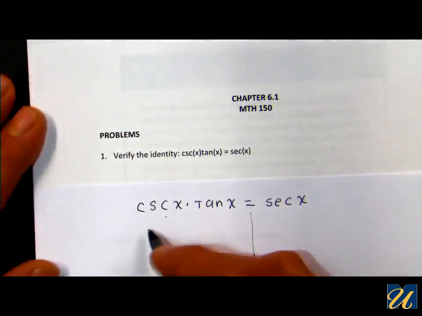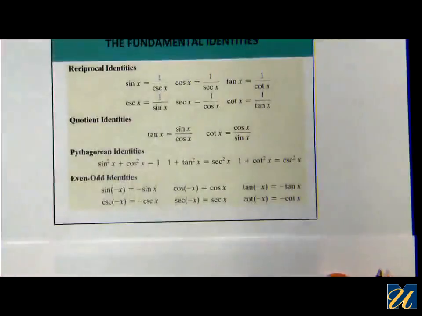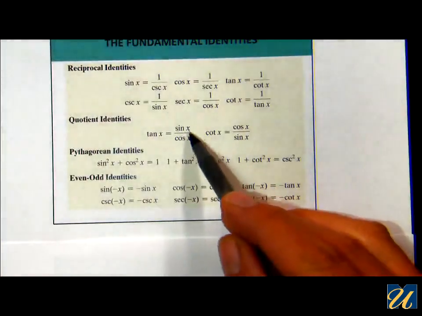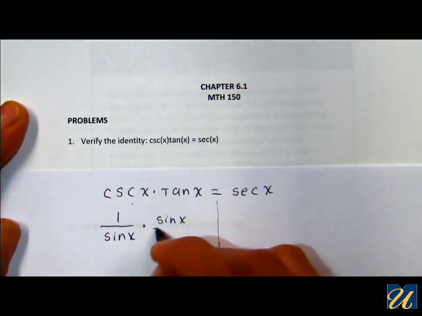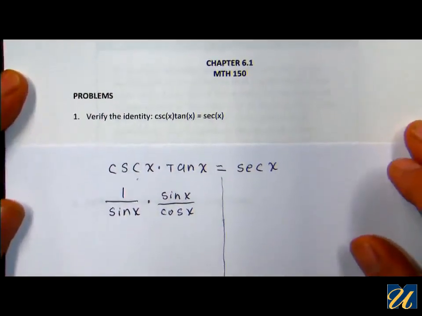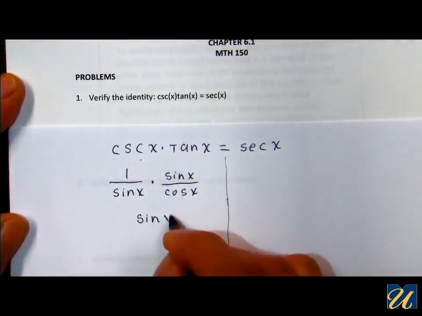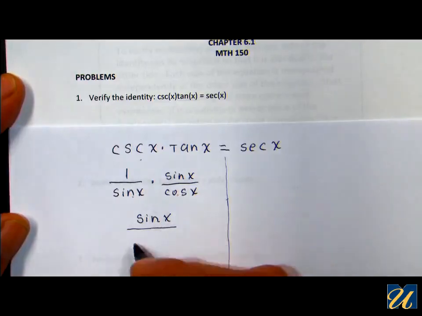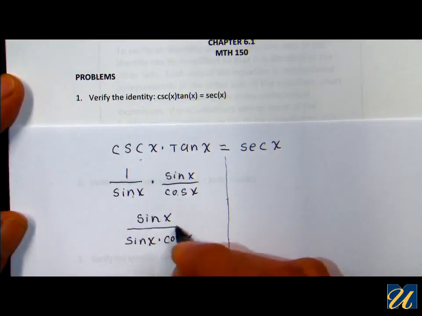So right here we've got cosecant. That's the same thing as 1 over the sine. Then we've got times tangent x. Well, let's see, tangent x here is sine x divided by cosine x. So we can replace tangent x anytime we want with sine of x over cosine of x. Okay, having done that, we now have two fractions that we can push together with multiplication. 1 times sine of x is the sine of x, and sine of x times cosine x, we'll just write that down as a product, sine x times cos x.